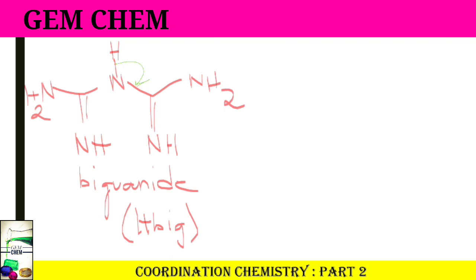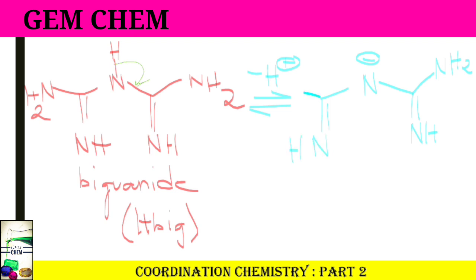So let us start drawing that. If it loses one H plus, it becomes N minus, and here we have a double bond NH, NH2, and here also we have a double bond NH and NH2. Here you can see that this minus can migrate or resonate to form more stable structures, and here we have a metal attached to the two nitrogens.